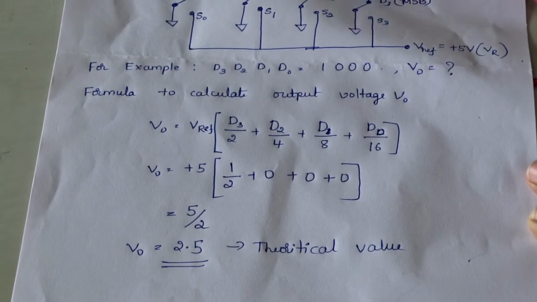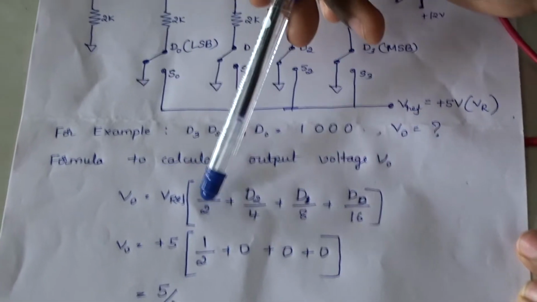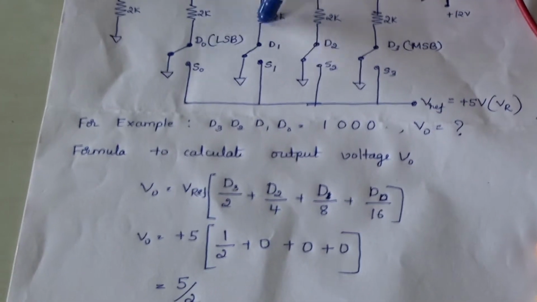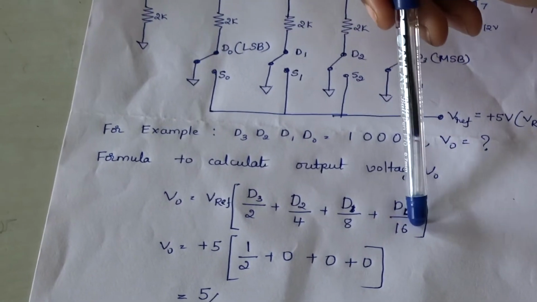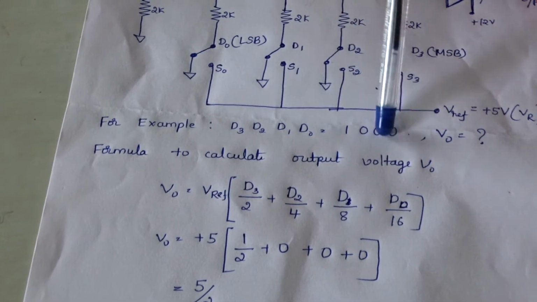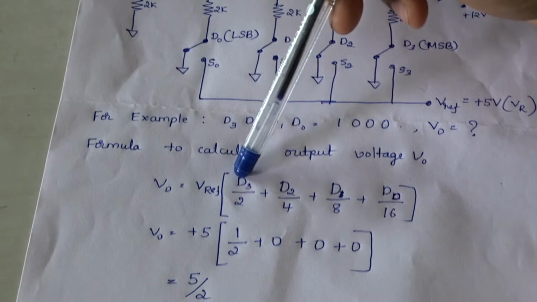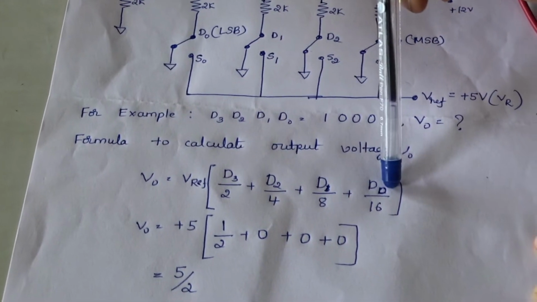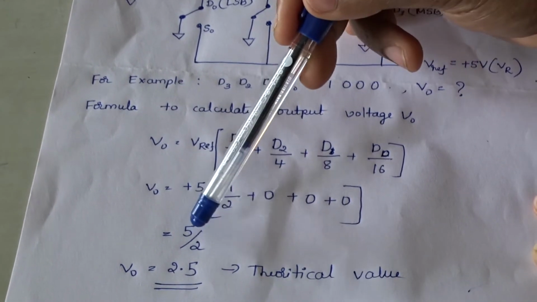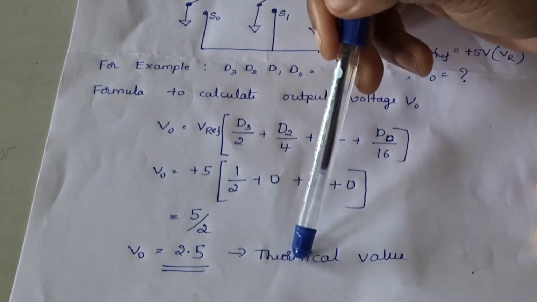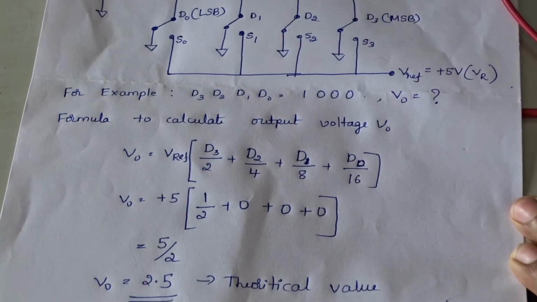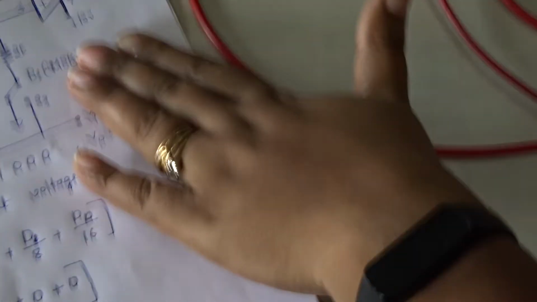See, D3 is the MSB bit, so that bit is divided by 2, plus D2, the next bit, divided by 4, D1 by 8, D0 by 16. Here I had given D3 as 1 and all the other bits as 0. So it is 1 by 2, and the rest of the bits will be 0, so it is 0 plus 0 plus 0, all multiplied by 5 volt. So what is it? 5 divided by 2, which is nothing but 2.5 volts. This is the theoretical value for the input 1000. Now we are going to see the circuit connections.